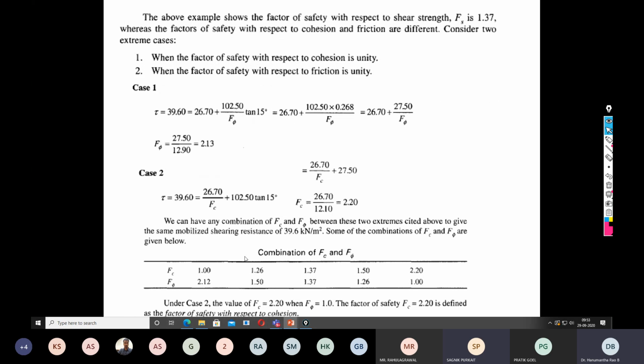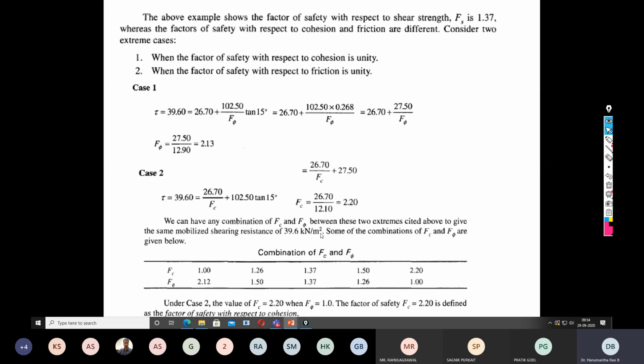So just note down another sum. The above example shows the factor of safety with respect to shear strength of 1.37, whereas the factor of safety with respect to cohesion and friction are different. So consider two extreme cases. When the factor of safety with respect to cohesion is unity, and when the factor of safety with respect to friction is unity, then you can back calculate what could be the minimum factor of safety values with respect to the cohesion and with respect to the friction.